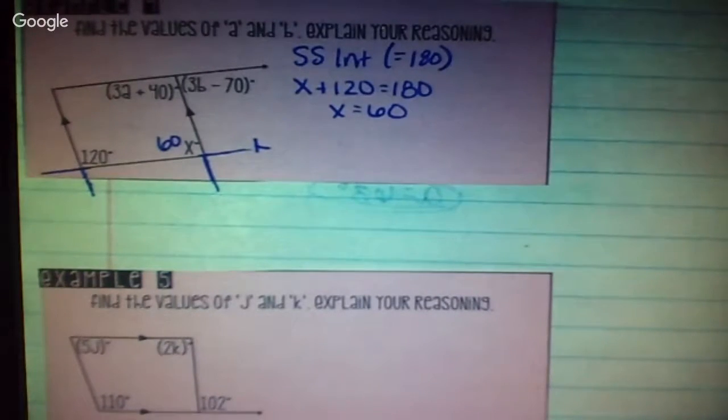And then that would be interior. They're inside these two parallel lines, and if this is my transversal, they're both on the left, which makes them same side.